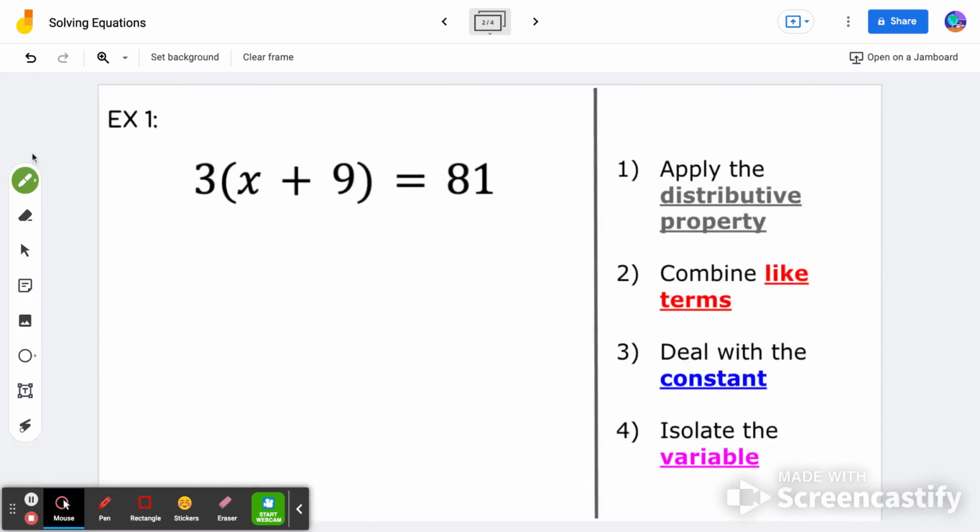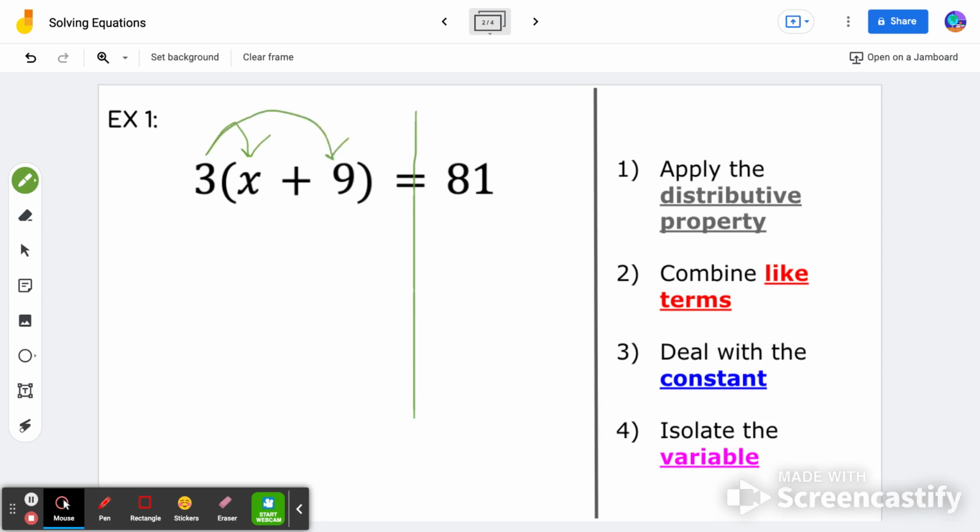All right, example number 1. Pause the video to write down the example and the steps. And away we go. So we're going to do a wall down. Notice that I can apply the distributive property here. I have parentheses. So let's go ahead and apply the distributive property.